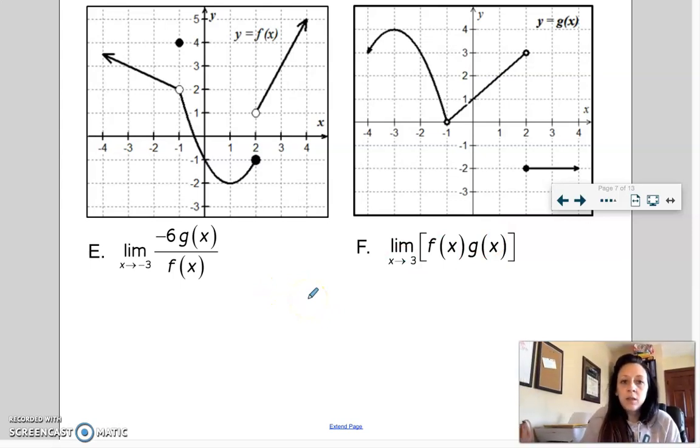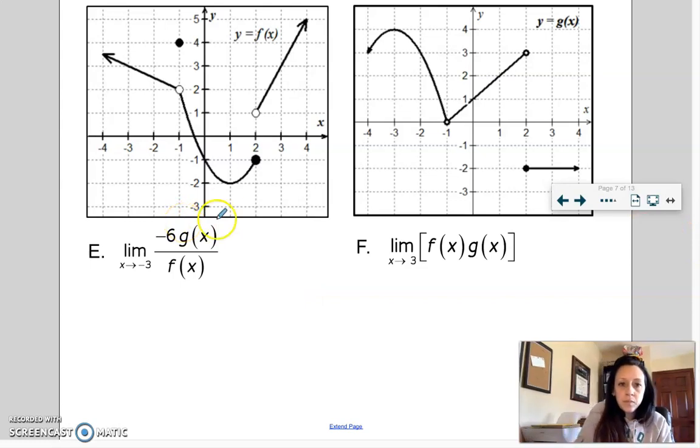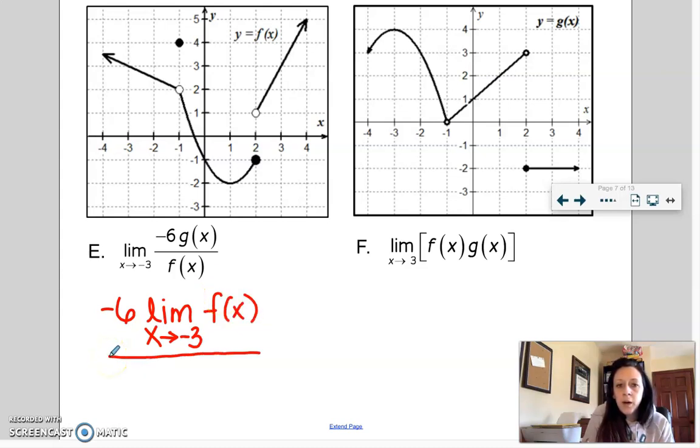E, we've got a constant and we have a quotient. So I'm going to split it up. I'm going to put -6 on the outside. The limit as x approaches -3 of f of x, and then divide by the limit as x approaches -3 for f of x on the bottom. Shoot, g of x goes up here.